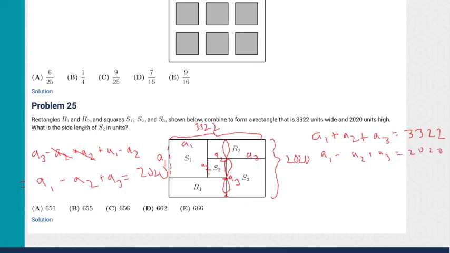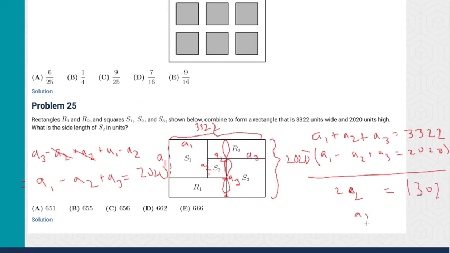Now we're trying to solve for what the side length of S2 is, right, or A2. So we want to get rid of A1 and A3. So what we're going to do is subtract this entire equation from the top equation. And that will get rid of our A1 because it'll be A1 minus A1 and you'll have A3 minus A3. So when you subtract this stuff out, it becomes 0. A2 minus negative A2 gives you 2A2 plus A3 minus A3, that cancels out, right? Is equal to 3322 minus 2020, which is 1302.